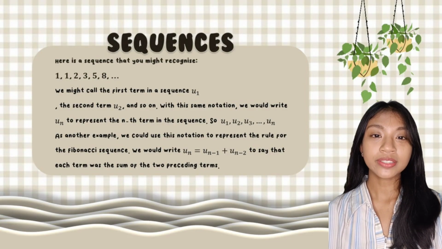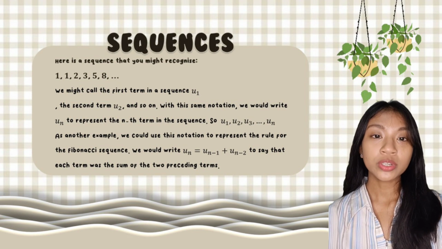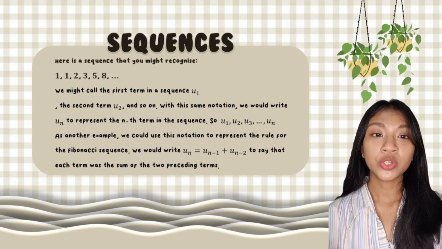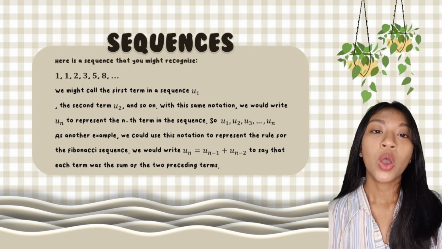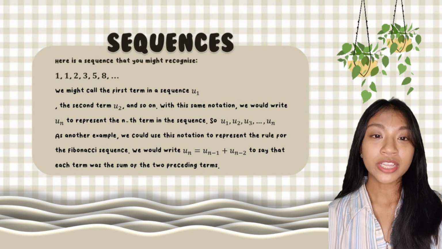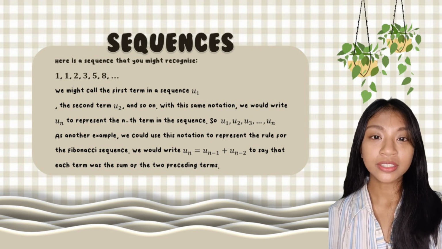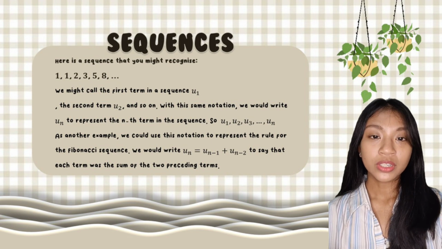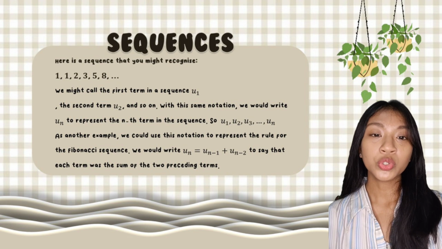Here is a sequence that you may recognize: 1, 1, 2, 3, 5, 8, and so forth. We may call the first term in a sequence u1, the second term u2, and so on. With this same notation, we would write un to represent the nth term in the sequence. So, u1, u2, u3, and so forth to un.